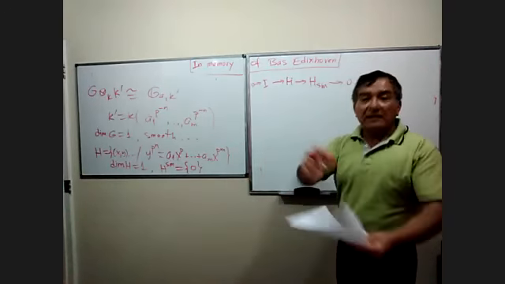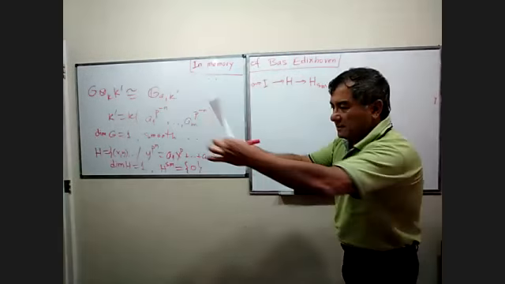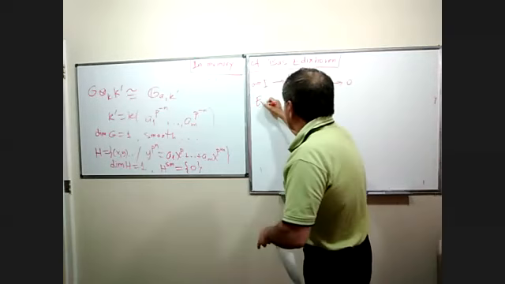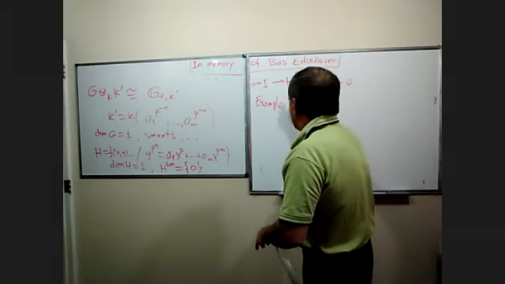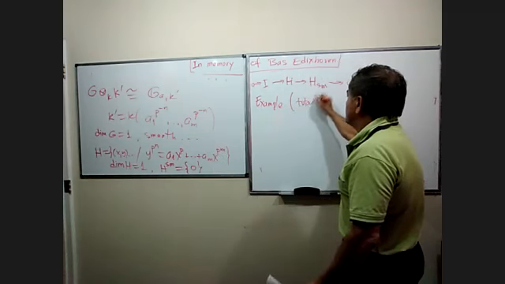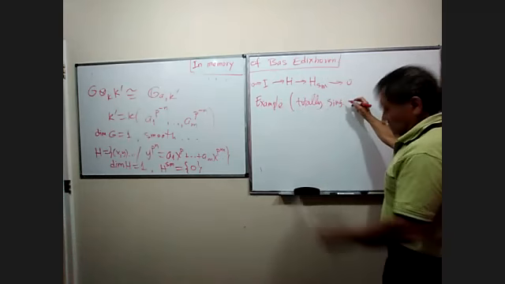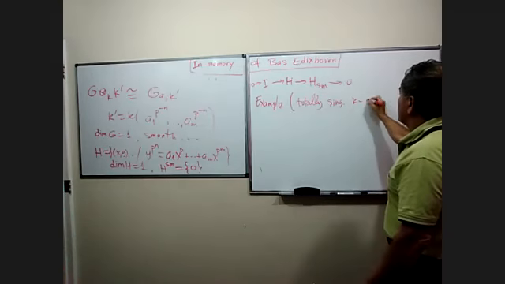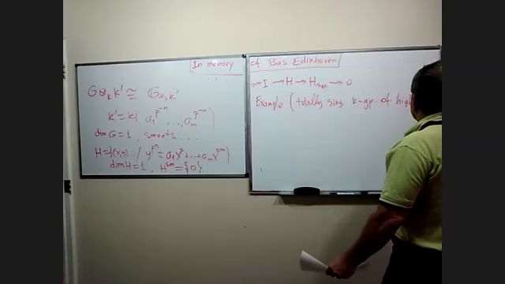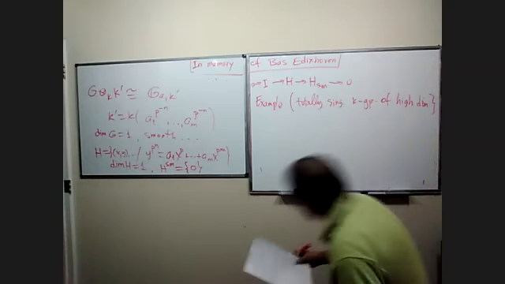But I have another one that will please you even more, hopefully. Example. I hope I'm not going over my time. This is one example. This is total singular K group of high dimension. This is what I'm going to show here. The total singular K group of high dimension.